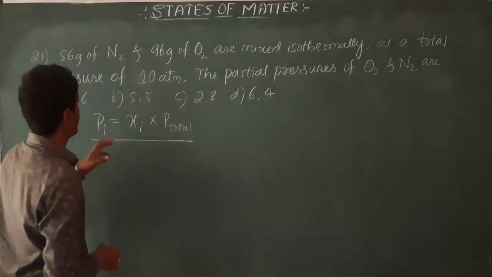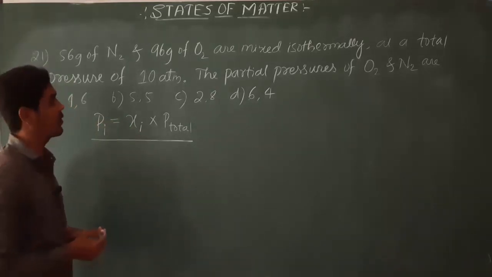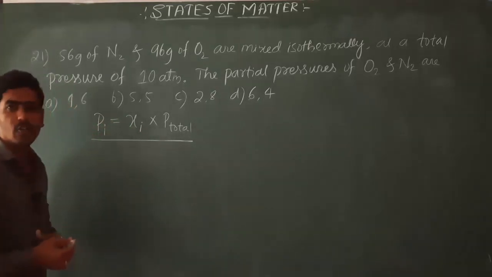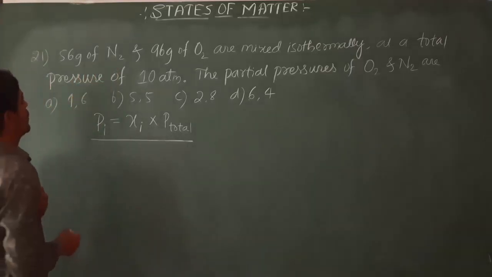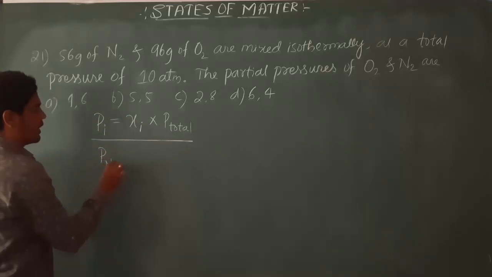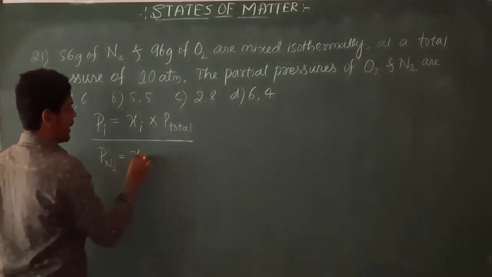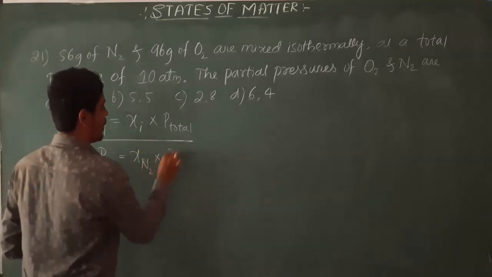Now, here you have to find the mole fraction. Then you will get the partial pressure. Let us consider the first one, nitrogen gas. So, for nitrogen gas, write it as PN2 is equal to XN2 into P total.